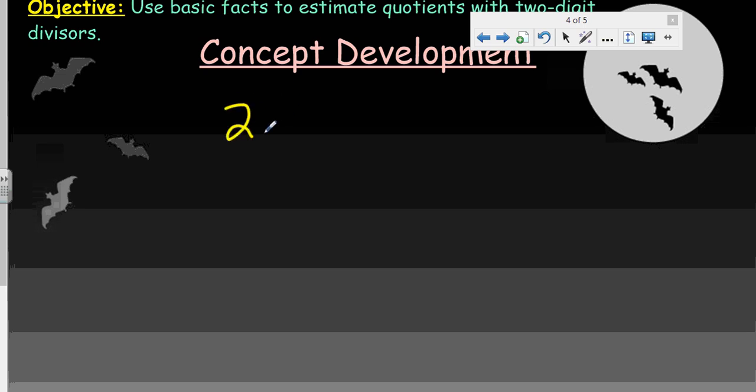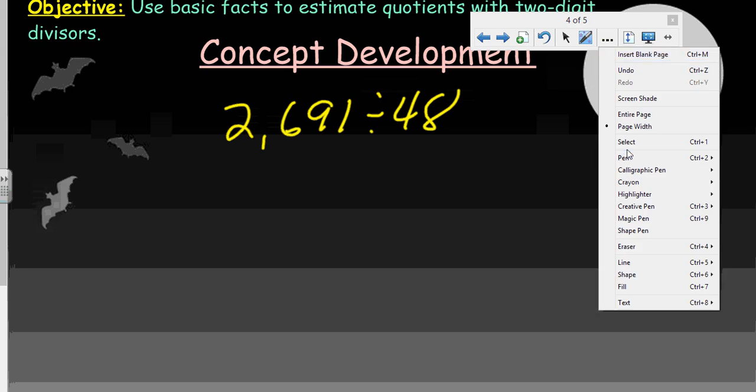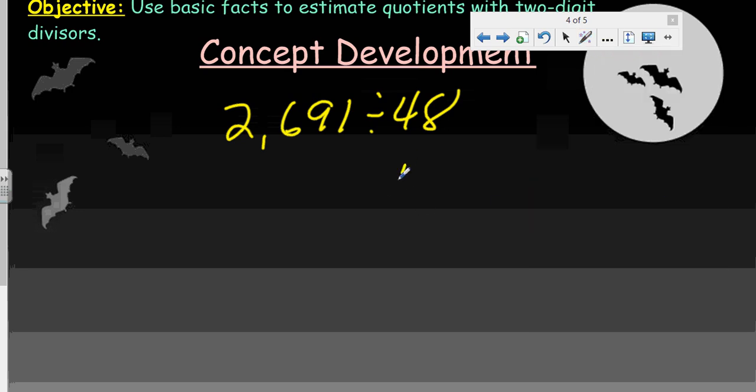Let's go on to another example. Let's take 2,691 divided by 48. In this case, we want to make sure that we round that divisor first. Well, 50 seems the way to go, so I'm going to put 50.